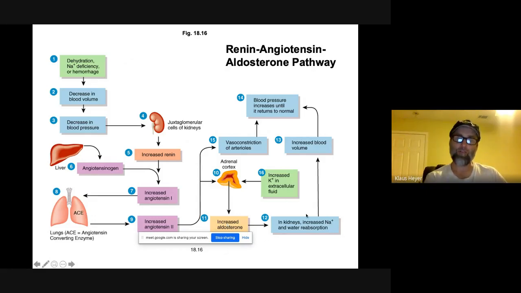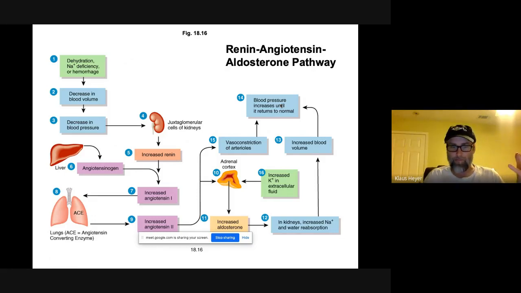And aldosterone is going to cause your body to keep sodium. So when you see the word reabsorption, that means you're keeping it. You're not getting rid of it, right? And then you just follow it through. And you see at the end of it, increased blood volume, blood pressure increases, right? So that's how it works.